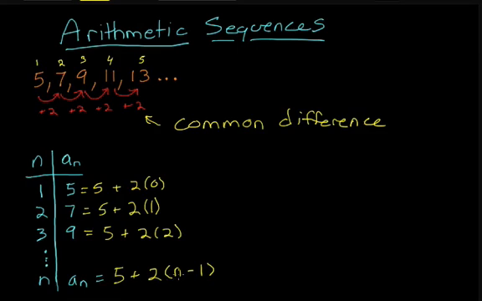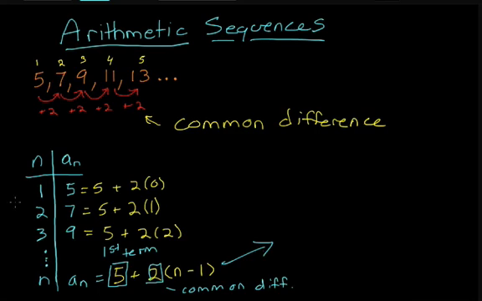And generalizing this, we can say that the nth term of this sequence is going to be 5 plus 2 times the difference of n and 1, or n minus 1. If we want to generalize this formula to all sequences, we can say that this 5 is just the first term in the sequence, and this number is going to be the common difference.